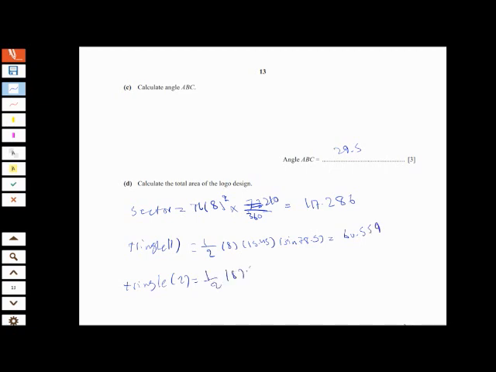And then again, that one is half times 8 times 8. This is a small triangle, sine 150, which gives 16. Then you add this together, this one, this one, this one. You'll get 193.845.